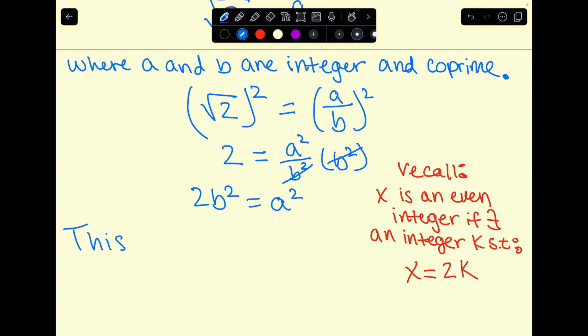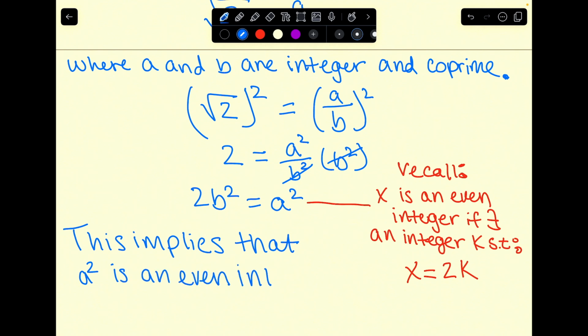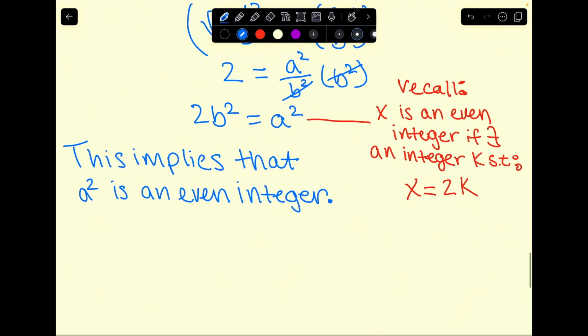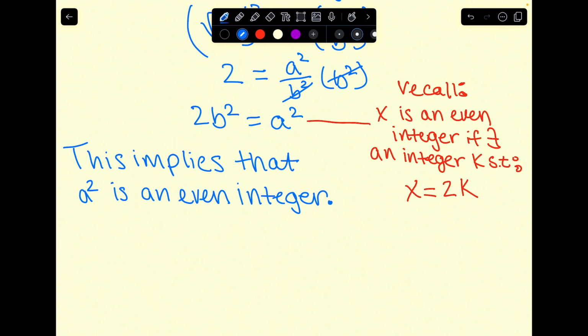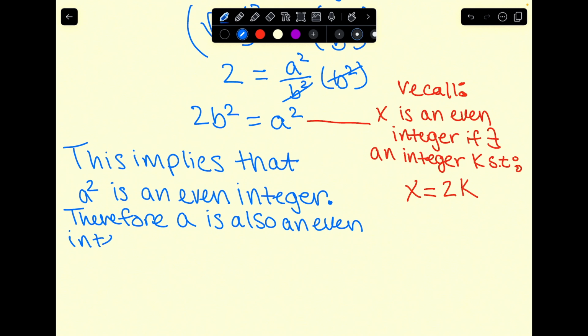So this implies that a squared is an even integer. So, since a squared is an even integer, then a must also be even. Therefore, a by itself is also an even integer. So let's rewrite a. What's the definition of an even integer? 2 times an integer. So we're going to use that. We're not using k yet, so we'll just use k. So let a equal 2k since it's an even integer.